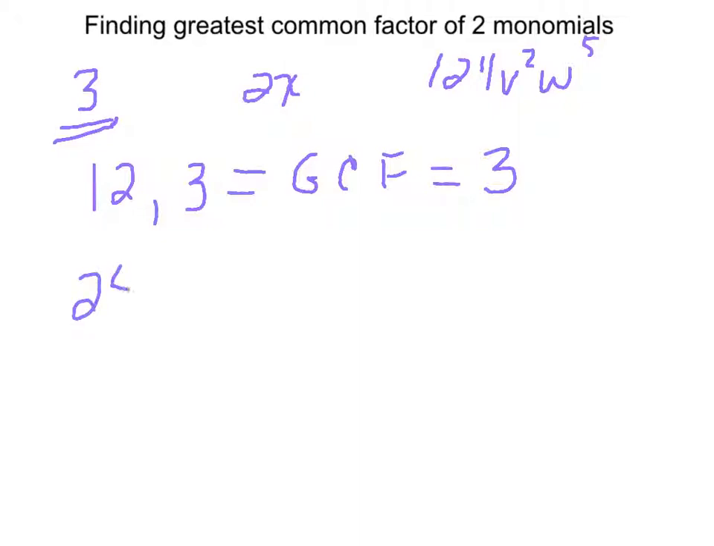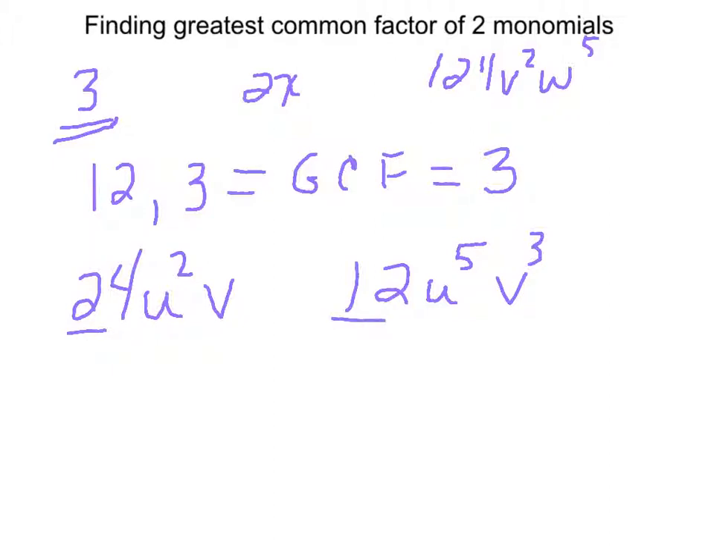Let's say that we have 24u squared v, and we want to find the greatest common factor with 12u to the 5th v to the 3rd. So let's start with your numbers. What is the greatest common factor of 12 and 24? We want the biggest number that goes into both of those. 12 will go into both evenly, and that would be your number. For the letters, we have a u squared and a u to the 5th. My words will sound a little confusing, but bear with me. We want to take the biggest number of u's that both monomials have. That's the technical way to say it.